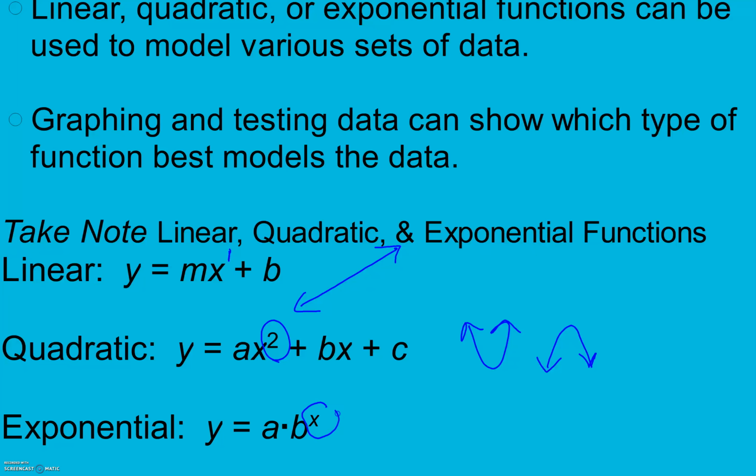Exponential has our variable in the exponent. These look kind of like these, okay? Remember, they have an asymptote they're never going to cross. They're going to go really small to really big, or really big to really small. So, straight line, symmetric parabola, or exponential, where it grows really, really fast and gets really, really small really, really fast.